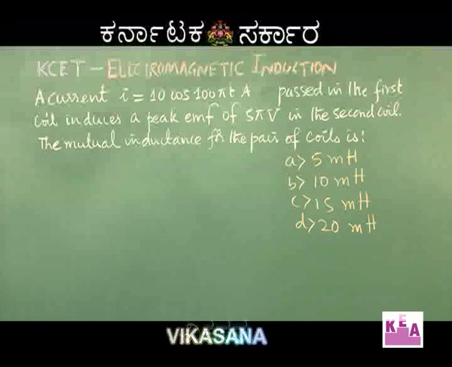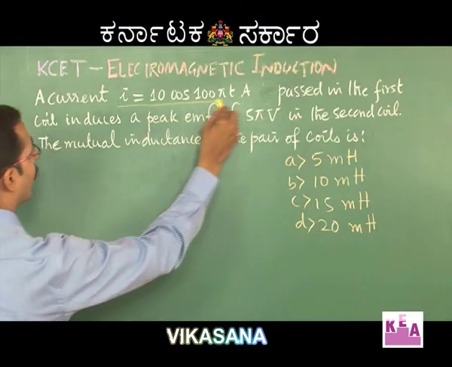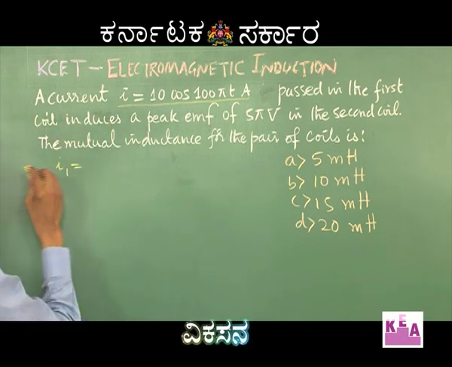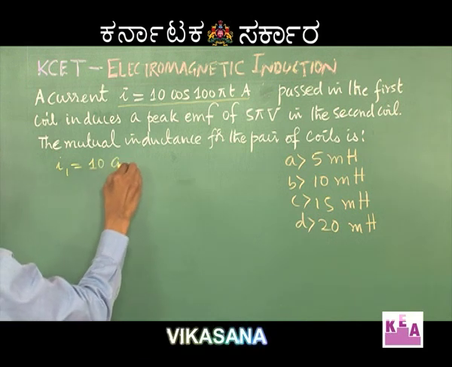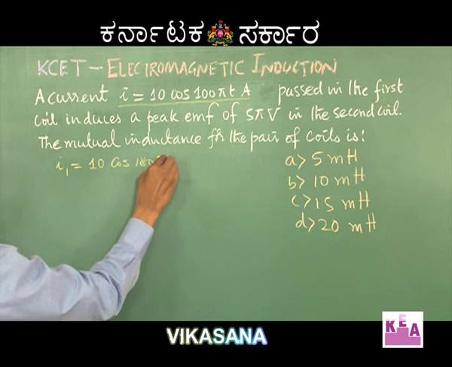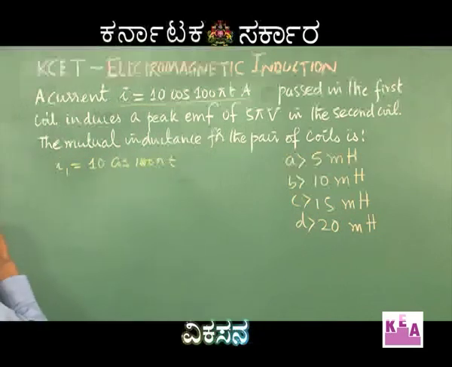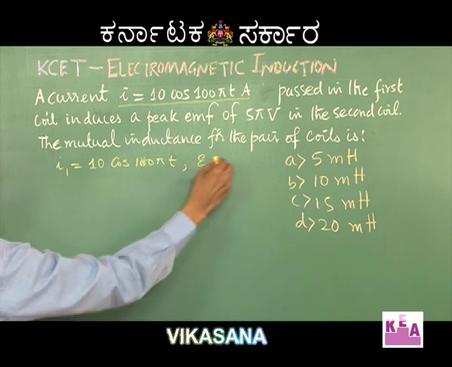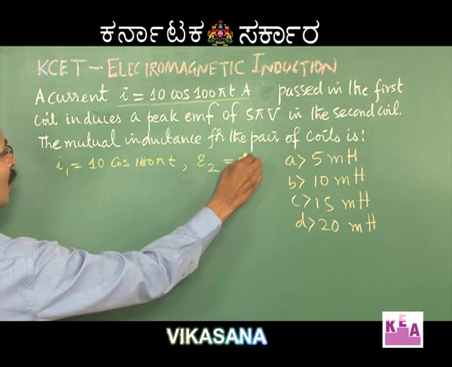A current of I is equal to 10 cos 100 pi t amp passed in the first coil induces a peak EMF of 5 pi volt in the second coil. The mutual inductance for the pair of coils is 5 millihenry, 10 millihenry, 15 millihenry, 20 millihenry. Now you are given the expression for current. The current in the first coil, I call that I1, is equal to 10 cos 100 pi t amps. It induces an EMF across the secondary of 5 pi volt.